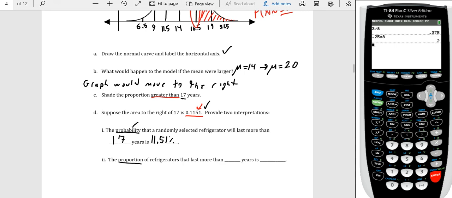So when we analyze as a probability, we're looking for a percent. Comparatively, if we analyze as a proportion, what we're looking for is a decimal. So we're going to say here the proportion of refrigerators that last more than 17 years is 0.1151. A couple different ways of interpreting that. So if you see something where it asks you to write it down as a probability, then we're going to write it down as a percentage. If you ask it for a proportion, that means we want it as a decimal.